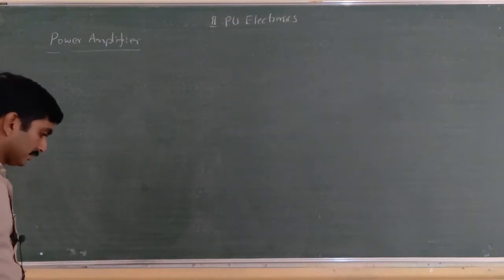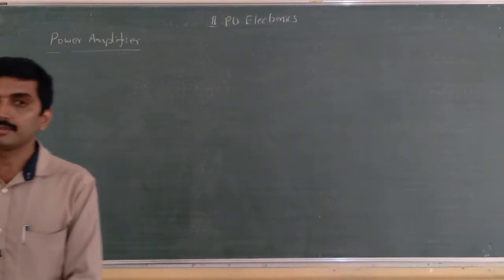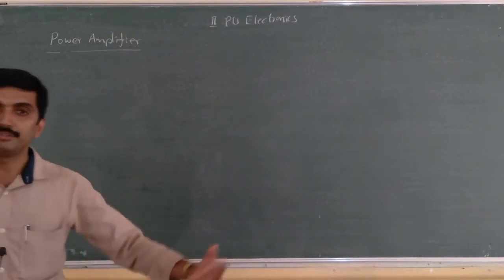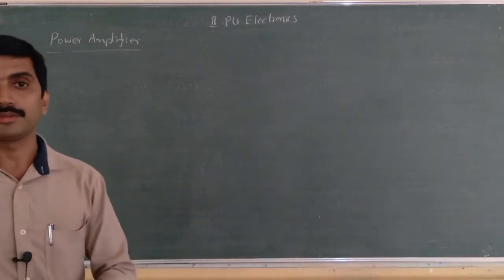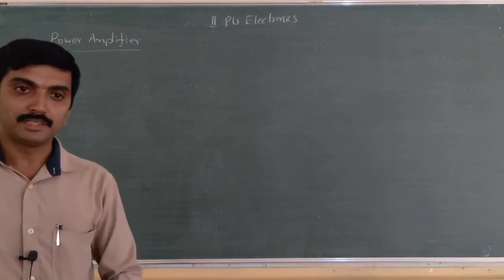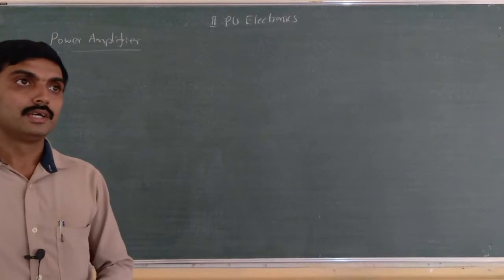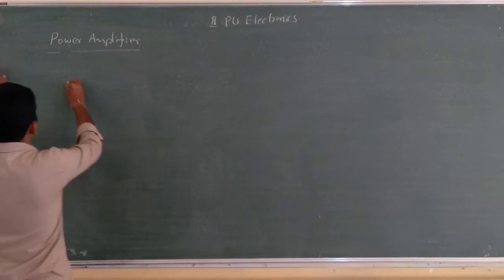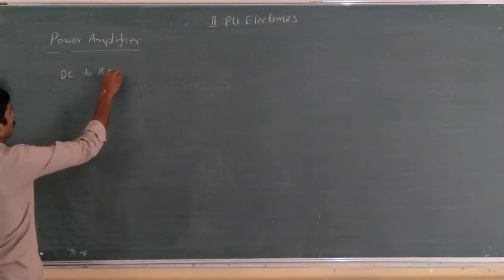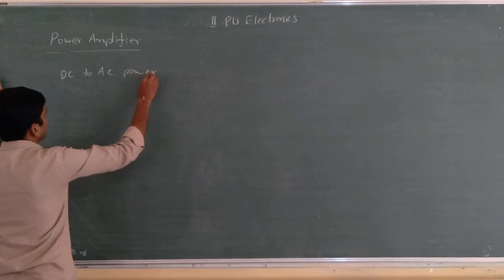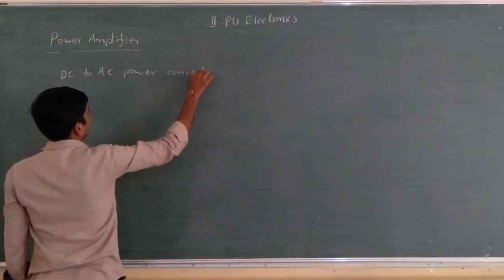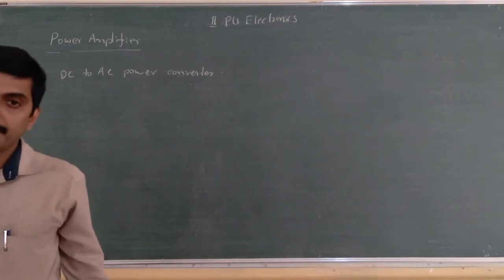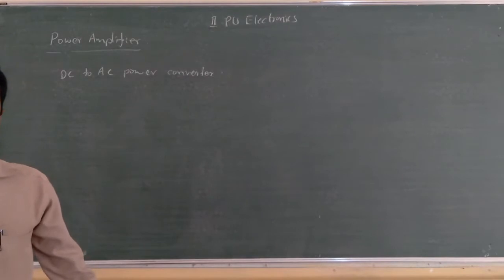The working principle behind the power amplifier is that it utilizes DC power from the DC power supply, converts it into AC power, and finally delivers it to the load. So, this system utilizes DC power. This is a DC to AC power converter. The system is a DC to AC power converter. So, a power amplifier generally absorbs DC power from the power supply.